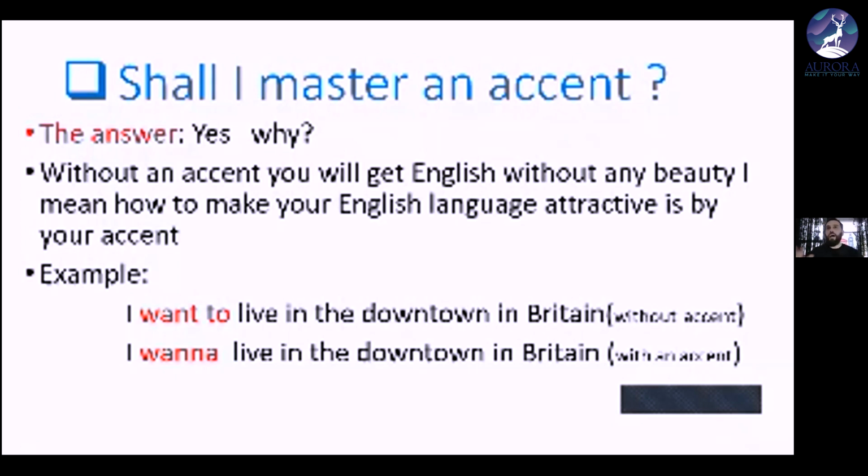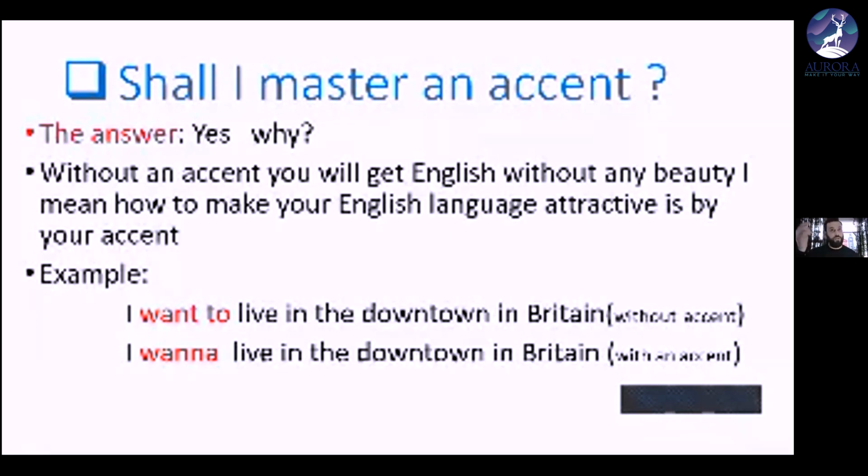And of course you will say, why? For example, I have a normal English, like the popular example we all know: I go to school every day. I'm learning English, so I don't need an accent. I don't need to be like a British accent or American accent one. No, you should, and you have to. Why? I'll tell you why. Without an accent, you will get English without any beauty. I mean, how to make your English attractive is by your accent.